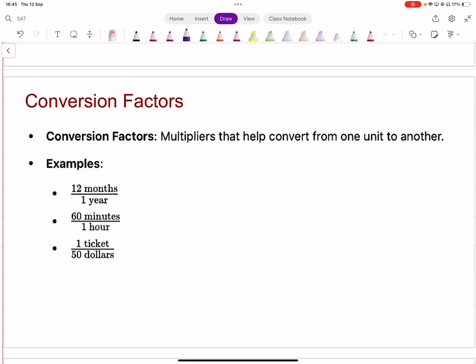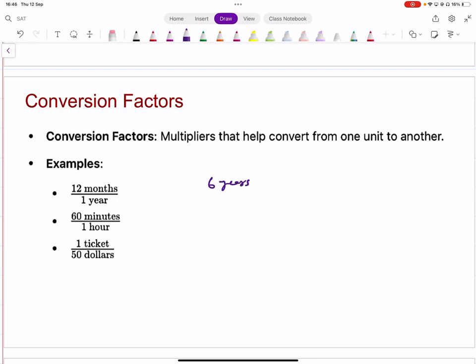So conversion factors are basically multipliers, something that you multiply with something to convert it from one unit to another. For example, if you wanted to convert 6 years to months, how would you do that? You know that 1 year has 12 months, right? Generally, you would just multiply that by 12 and get the result, right?